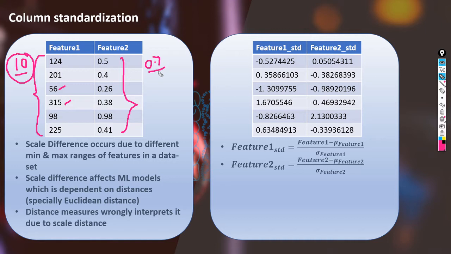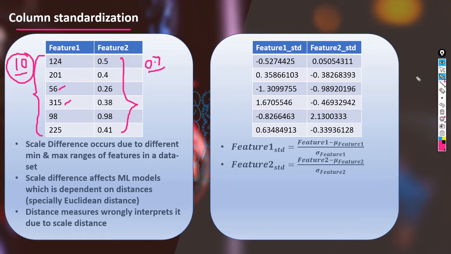This actually happens while calculating the Euclidean distance, and if you just use these features as they are, then your model might not work well. So it's always good practice to do feature standardization, sometimes referred to as column standardization, before feeding the features into an ML model. Which ML models are dependent on distances? There are a few ML models which are not dependent on distances, and scale difference does not affect those models. But models like KNN are affected by scale differences.